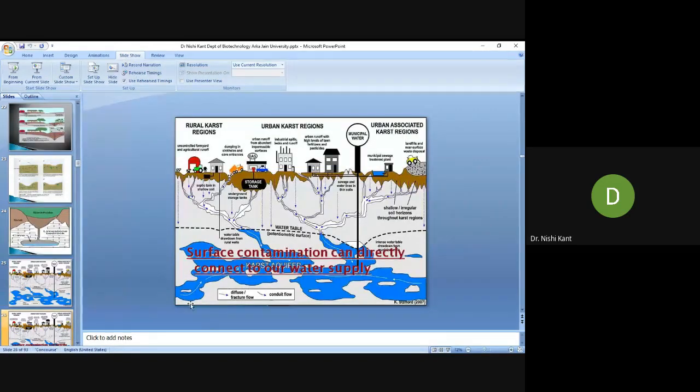This shows how surface contamination can directly connect to our water supply: the rural karst regions, the urban karst regions, and the urban-associated karst regions.